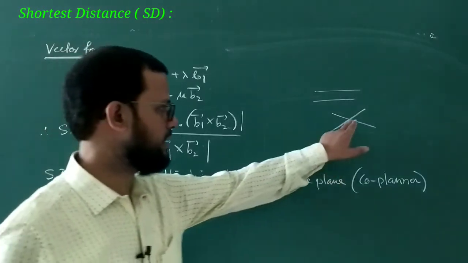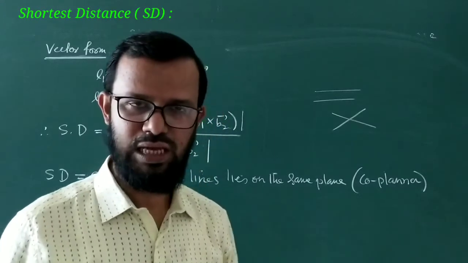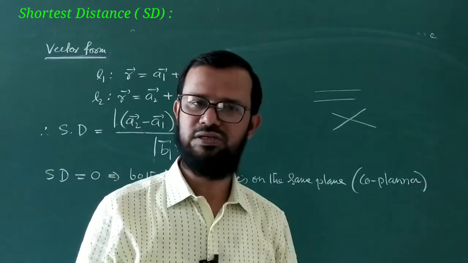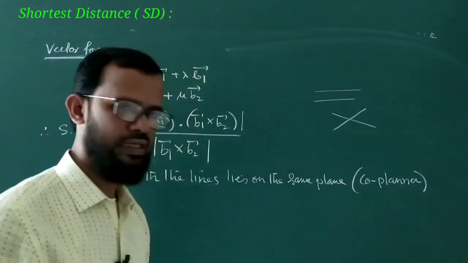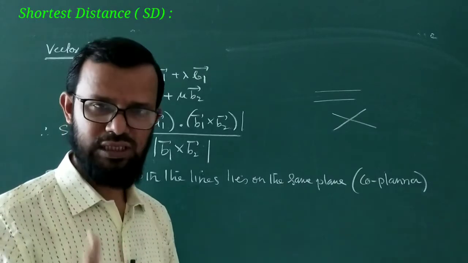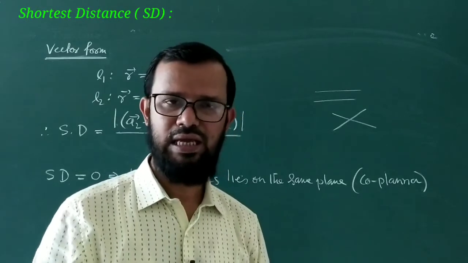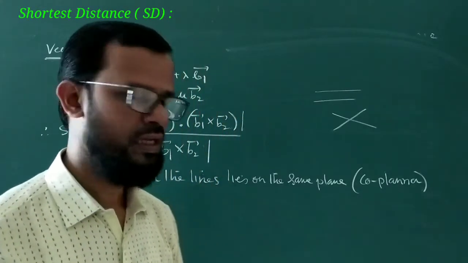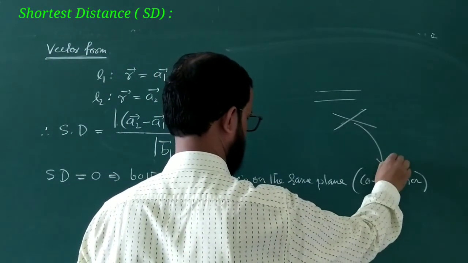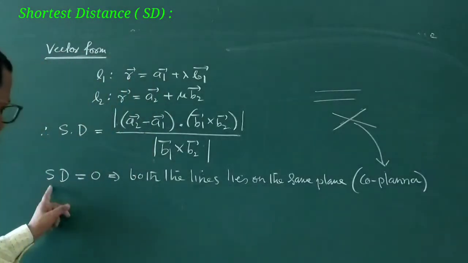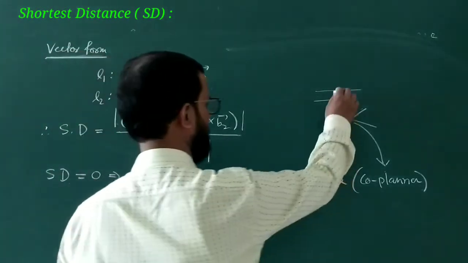तब जाके जब इंटरसेक्टिंग लाइन होगा तो आप कह सकते हैं, if I say two lines in space are intersecting, then indirectly you have to understand both the lines lie on the same plane, and their shortest distance is 0. So when we say both the lines are intersecting, indirectly you have to mean that it is coplanar and SD is equal to 0.